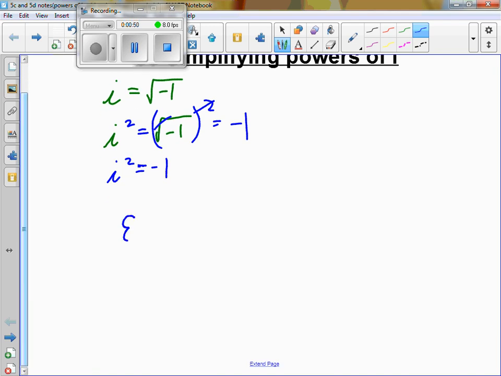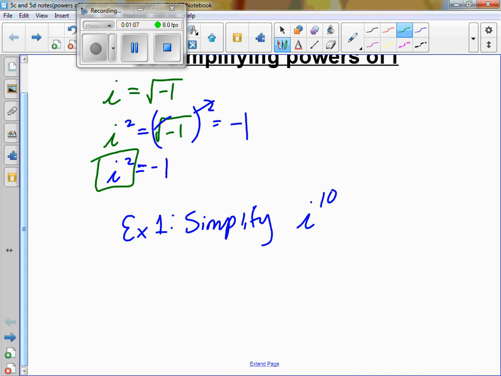So, first example is to simplify i to the 10th. So it's all about powers of i. What you're trying to do is see how many i squareds you can divide out of i to the 10th. So how many i squareds can you get out of 10? Divide out of 10, you get 5. What does i squared equal? This equals -1. So now we have -1 to the 5th power. It's just -1. So that is our answer.